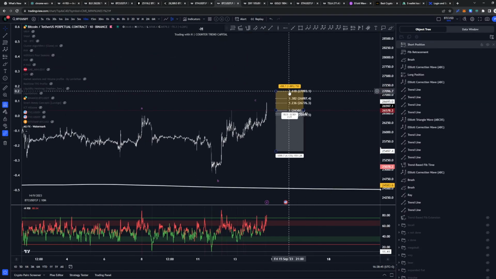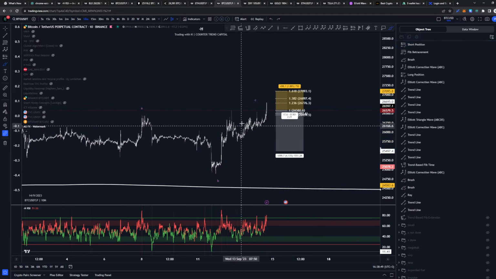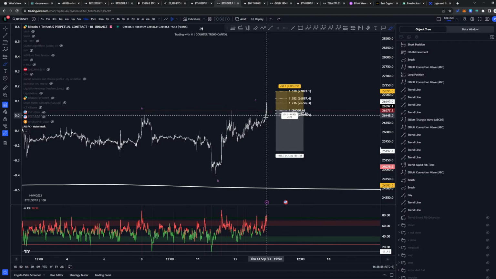It shouldn't go past the 1.6 minutes if this indeed is an ABC. Otherwise it just gets too distorted. But yeah, to me that looks pretty decent at this point.